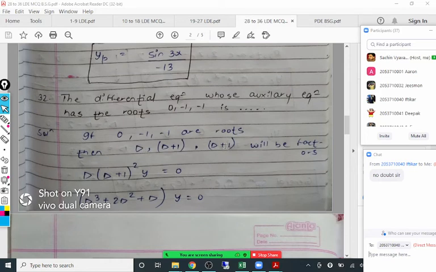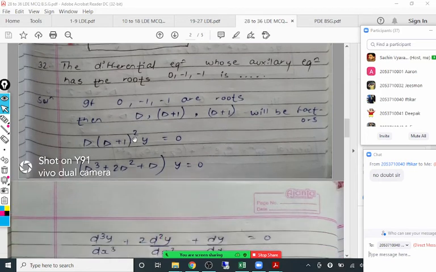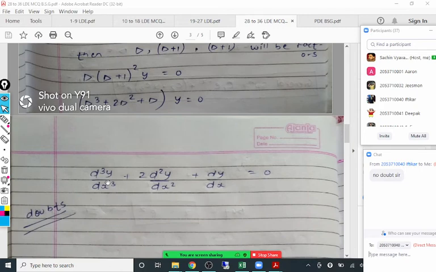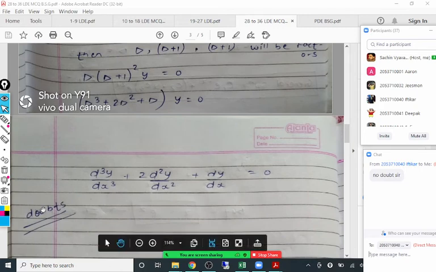That's correct. Okay. So D into (D plus 1) bracket square, and this is D cube plus 2D square. And that is the answer. This is the answer. That's correct now. Now he has done it correctly. Why he wrote a doubt, I don't know.